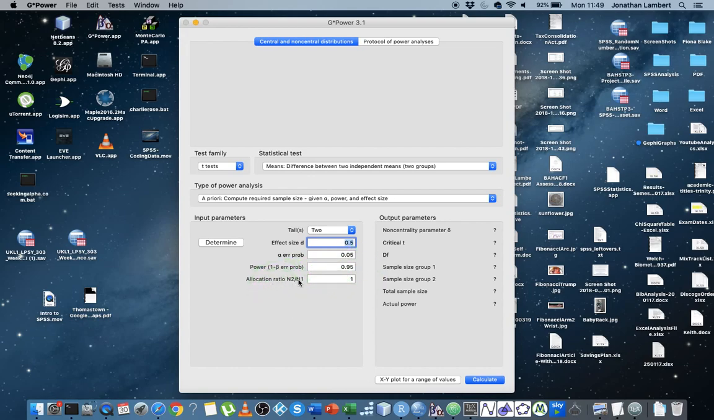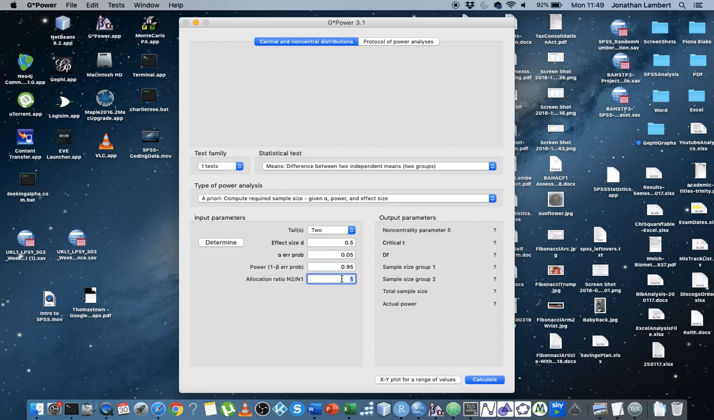And let's say the allocation ratio. So now this is asking us, you've got two samples. Are the samples the same size? In which case the allocation ratio would be 1, because sample size 2 divided by sample size 1 would be equal to 1, because they're the same size.